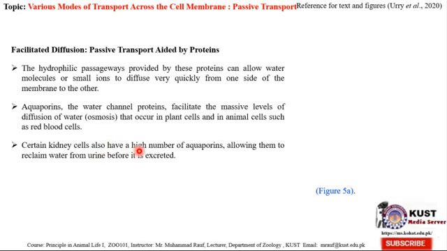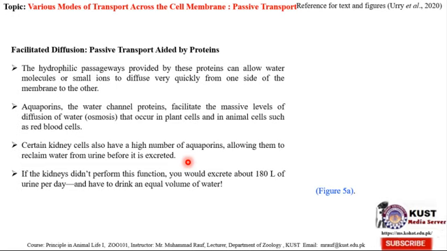Certain kidney cells also have a high number of aquaporins, allowing them to reclaim or reabsorb water from urine before it is excreted. So if the kidneys did not perform this process of reabsorption, then a person would produce 180 liters of urine per day, and imagine the person would have to take that much water also to maintain a proper level inside the body. That would have been a cumbersome task.